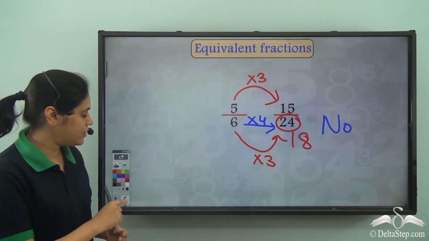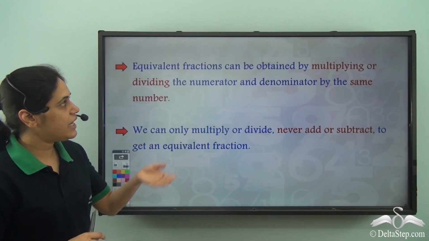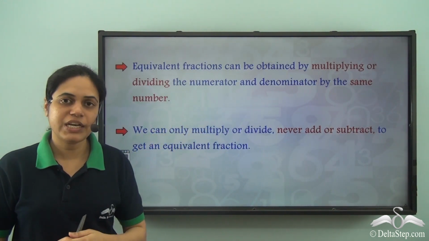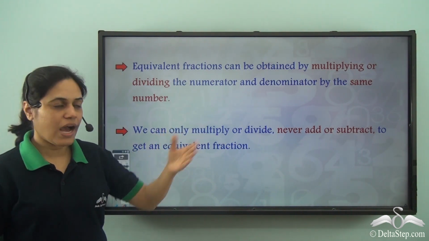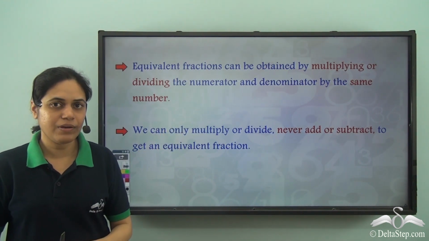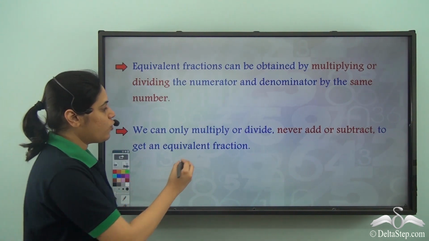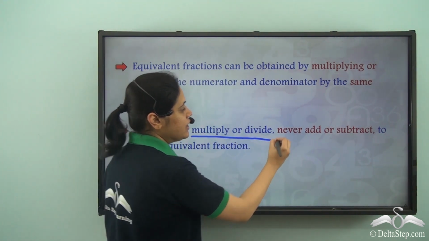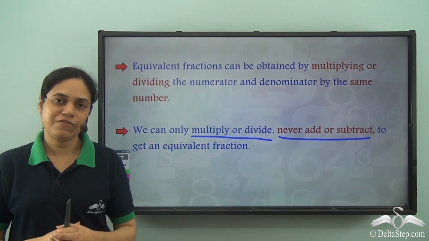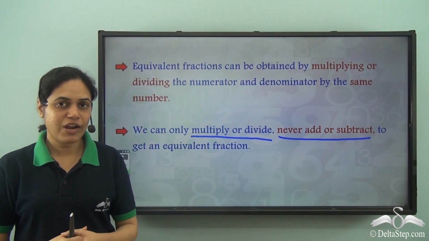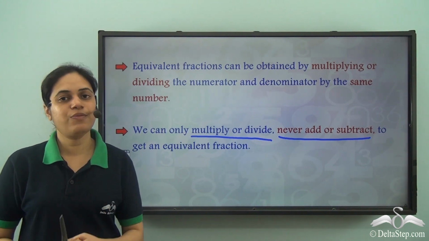So what have we learned? We have learned that equivalent fractions can be obtained by multiplying or dividing the numerator and denominator by the same number. Also, we can only multiply and divide and never add or subtract to get an equivalent fraction. So take up different fractions and find their equivalent fractions.